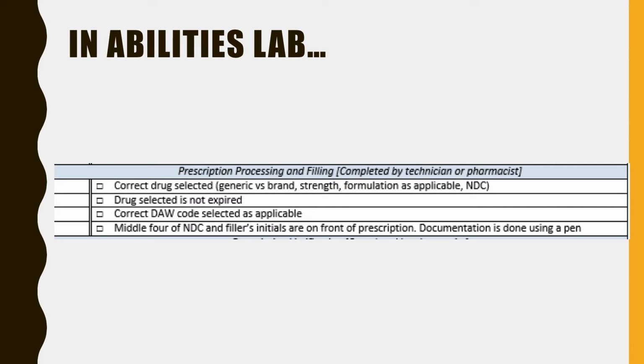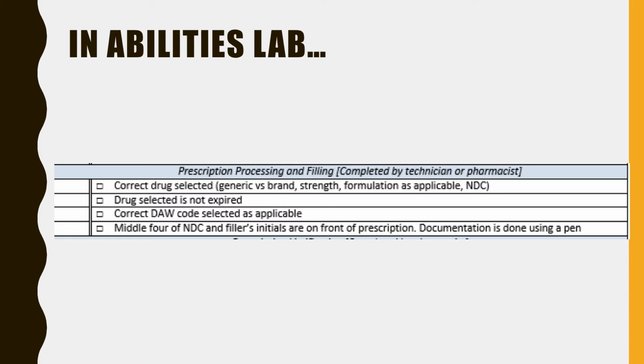Here is the Abilities Lab checklist again to help you through the steps of processing and filling a prescription. We just discussed that obtaining the correct drug that is not expired and inputting the correct DAW code is important. Be sure to watch the community dispensing video that goes over how to use the Abilities Lab computer system for dispensing. The last item on this part of the checklist is something we do specifically in our Abilities Lab community pharmacy. We would like you to write the middle 4 NDC numbers, the second segment of the NDC number, and your initials on the front of the prescription.